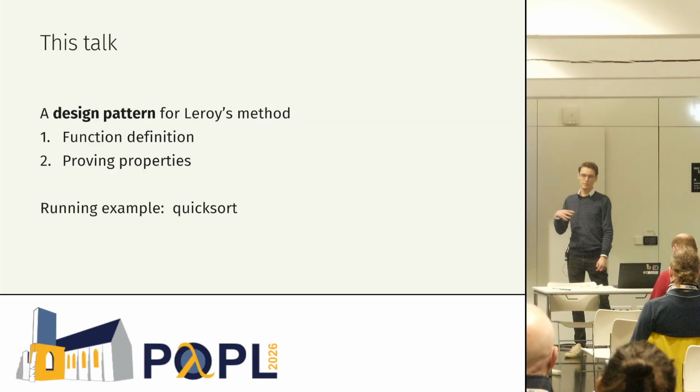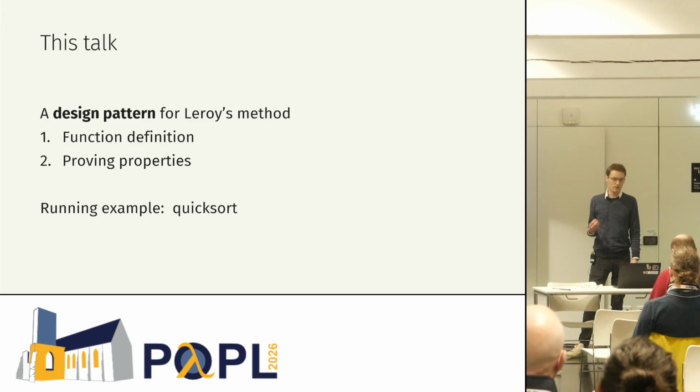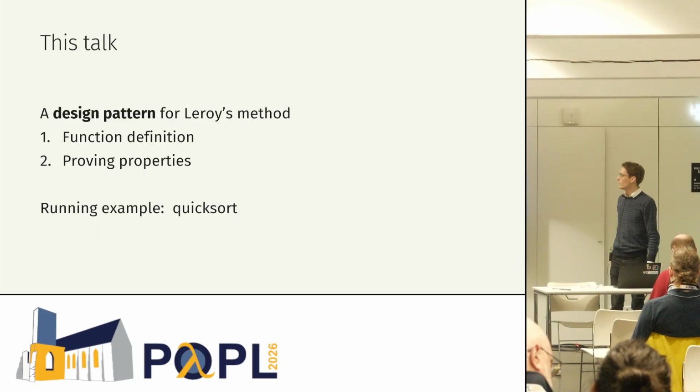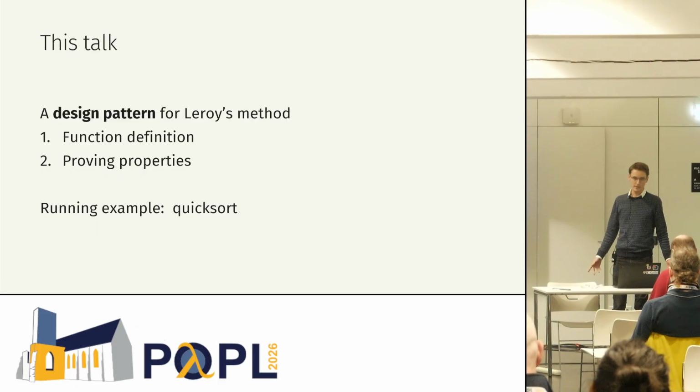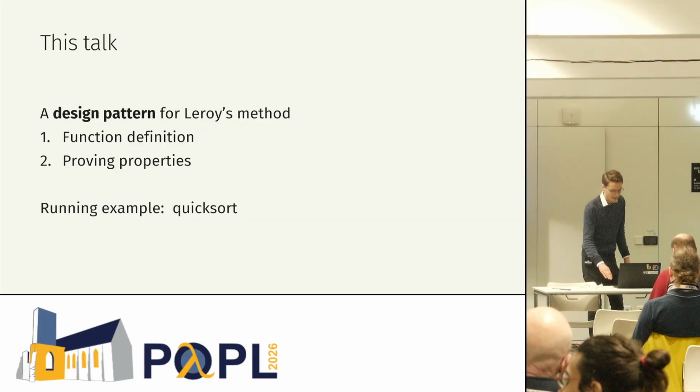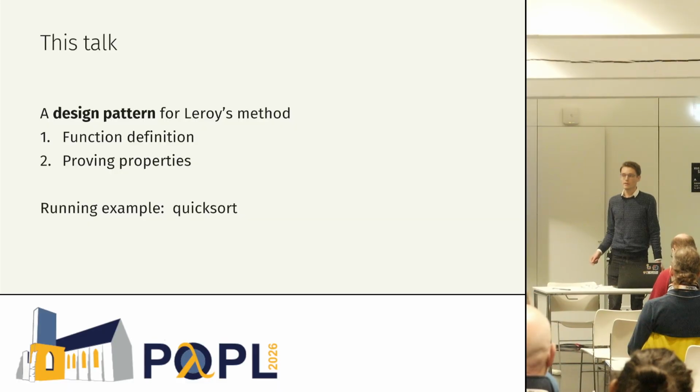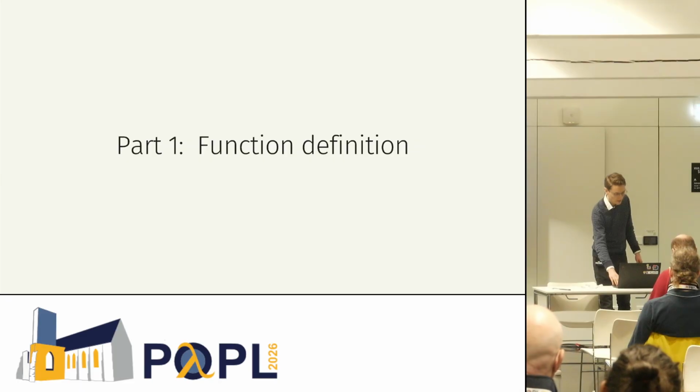There are two parts to it. First, we're going to define the function and then prove a property about it, and I'll show some practical tips, and this is really a pragmatic guide, you could say. And we'll use quicksort as our running example. So, part one.